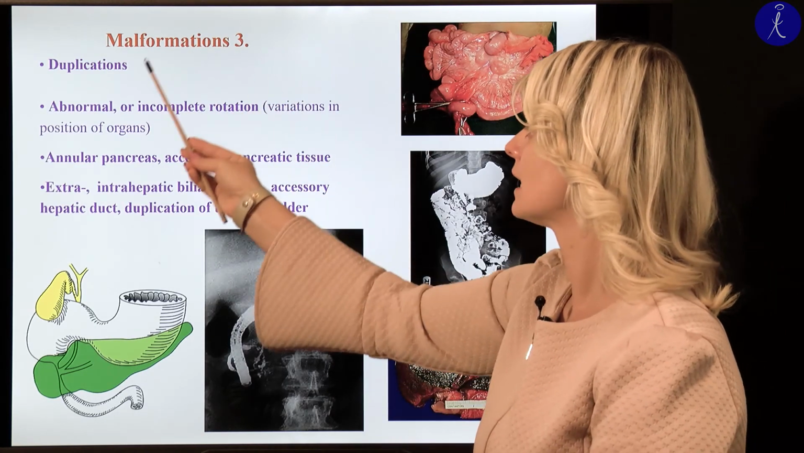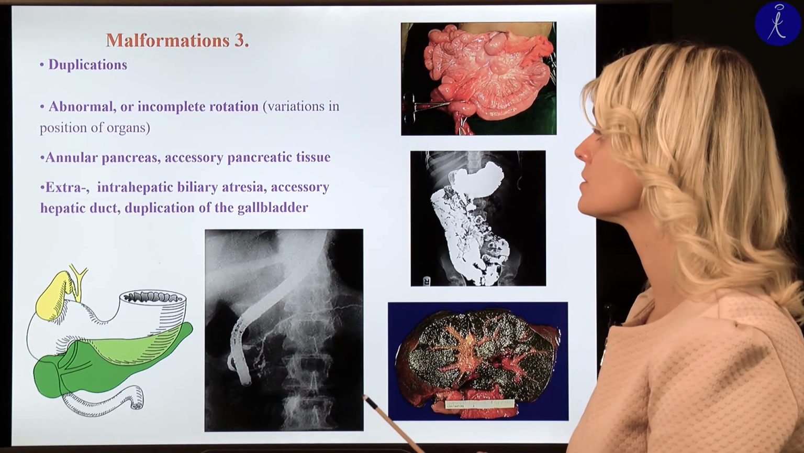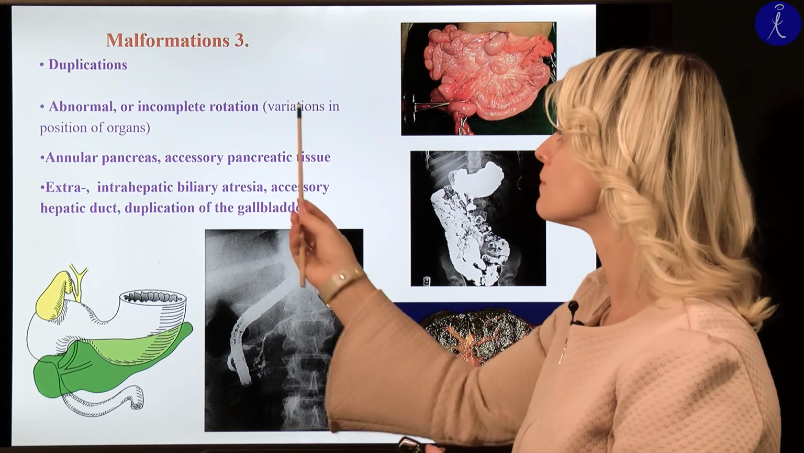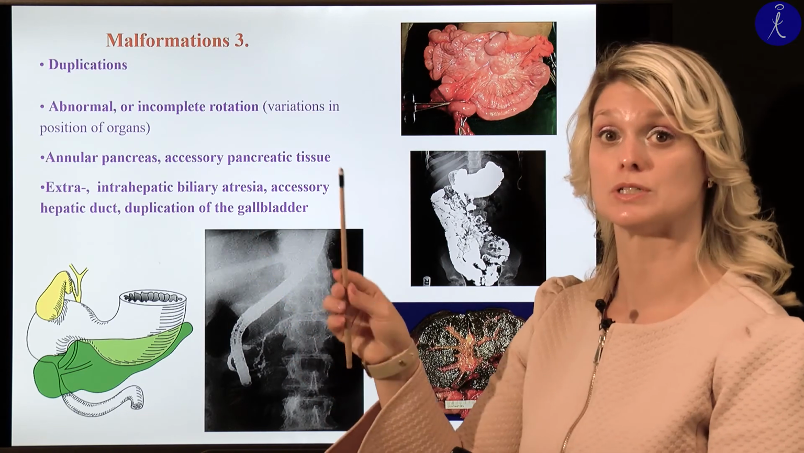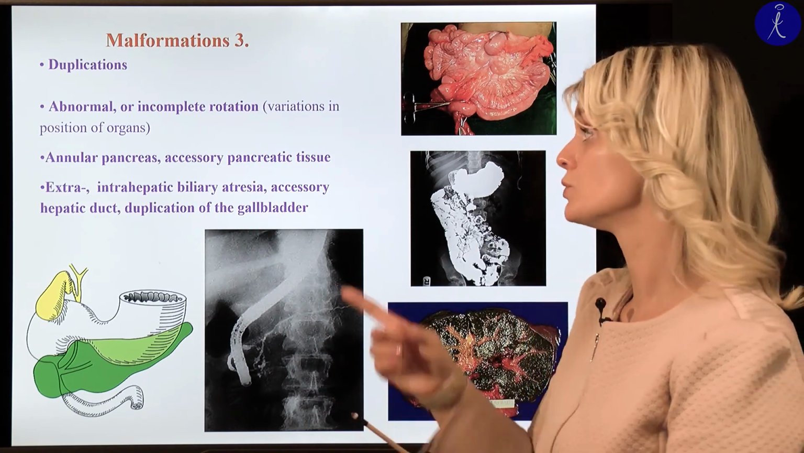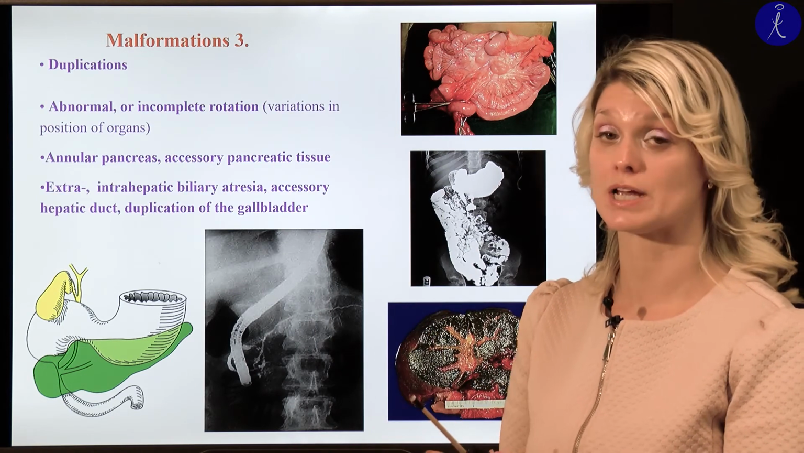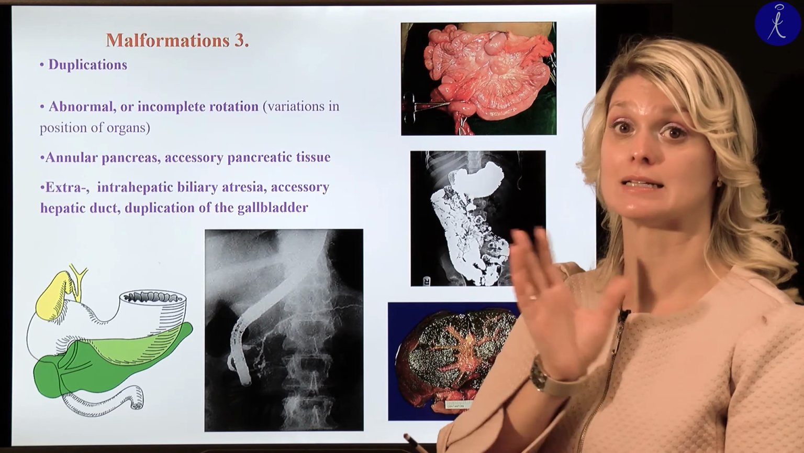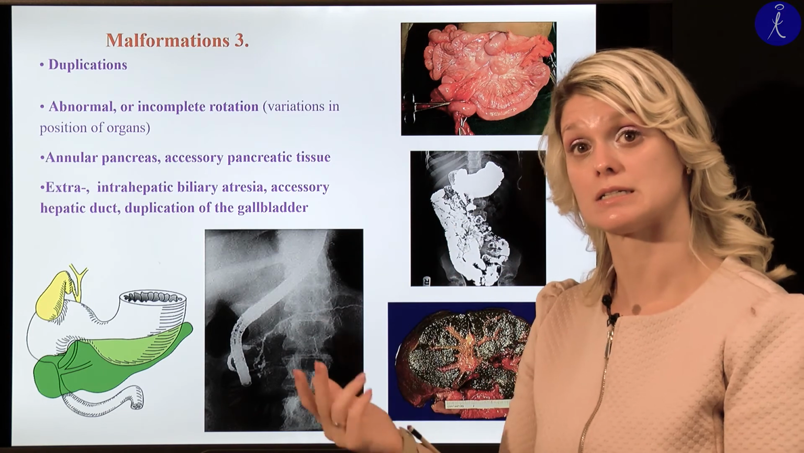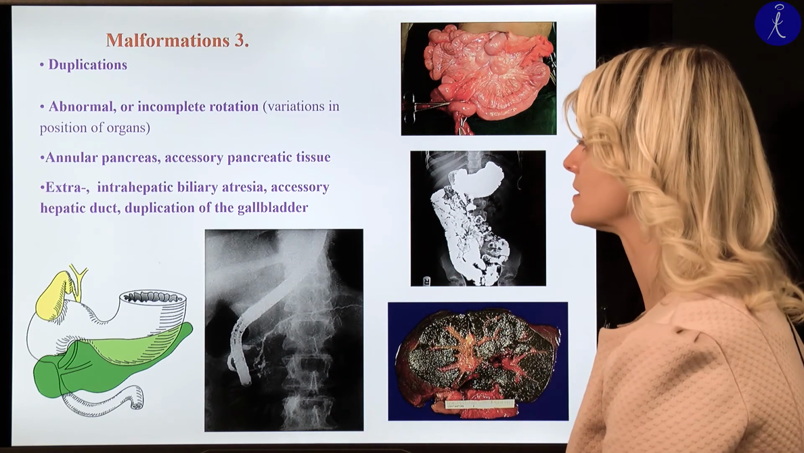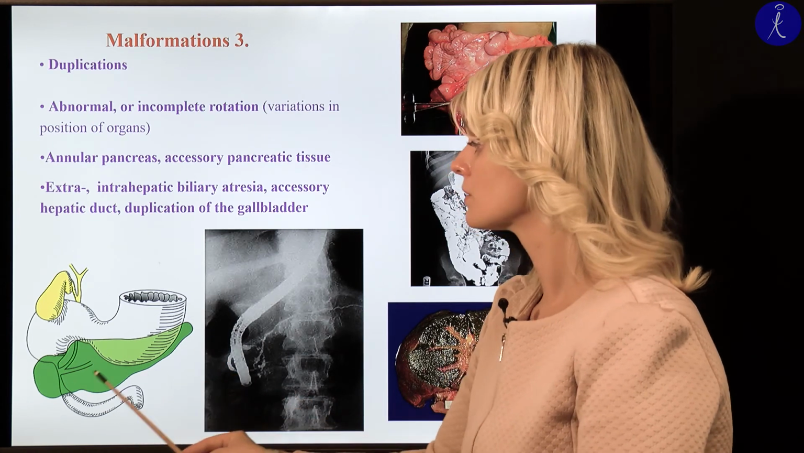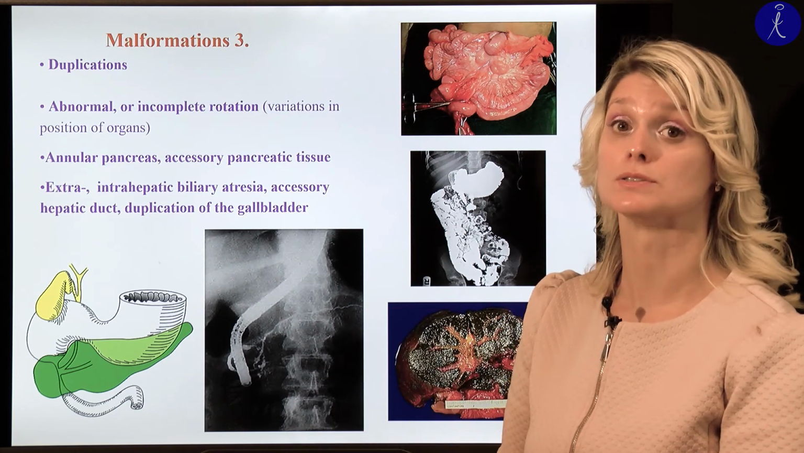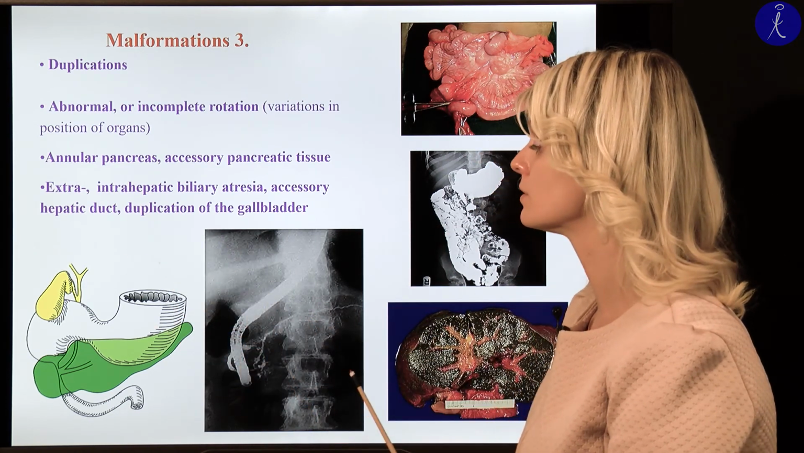If we are talking about the other developmental malformations, of course we can mention duplications of the different parts or abnormal rotation. I told you this 270 degree rotation. It could be in the opposite side, or if the rotation is not complete, in this case the small intestine is located in the left side and the large intestine is located in the right side of the abdominal cavity. During the development of the pancreas, if this rotation is not complete, in this case the pancreas will surround the duodenum. This is the annular pancreas.